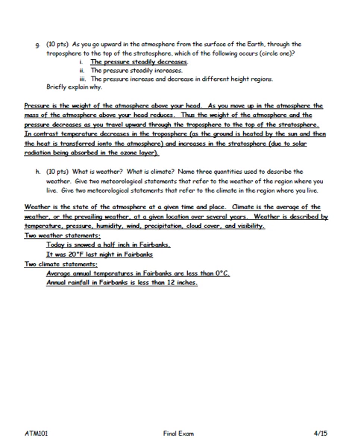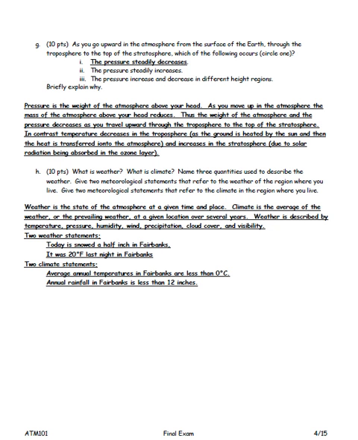In H, what is weather? What is climate? Name 3 quantities used to describe the weather, and then give 2 meteorological statements that refer to the weather of the region where you live, and 2 meteorological statements that refer to the climate in the region where you live. It's important to give complete sentences if you want full credit for these statements.